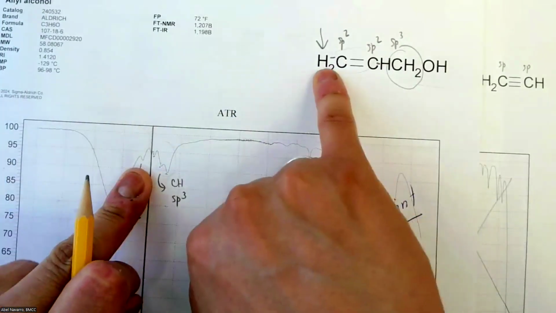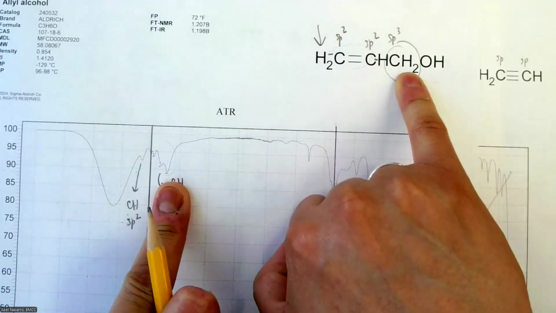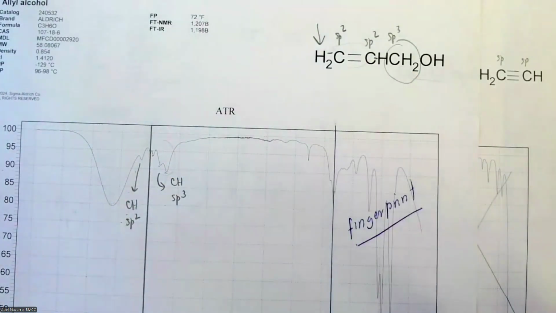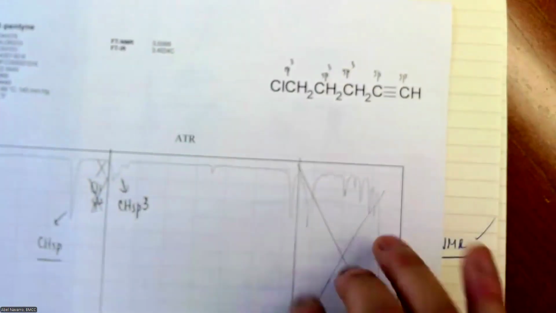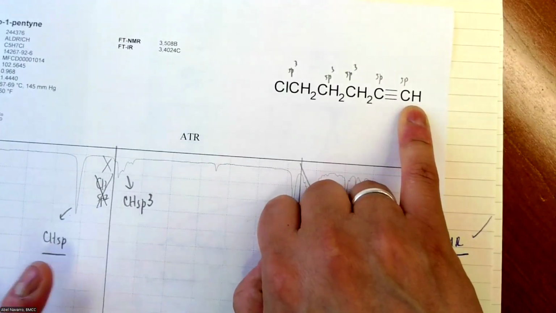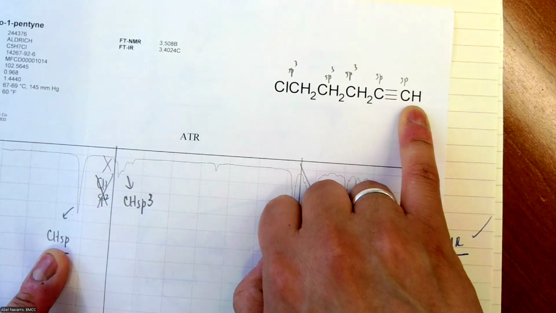So here is that, this one is this. Okay, so they are single bonded. The other one was triple bonded. So that's why I see the CH sp, sp.